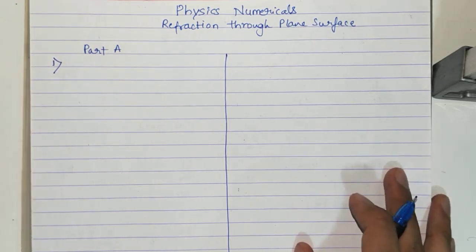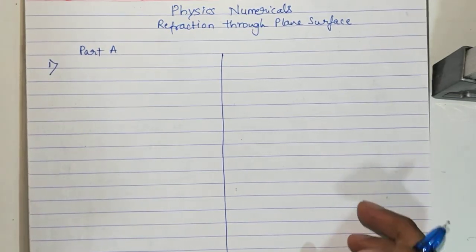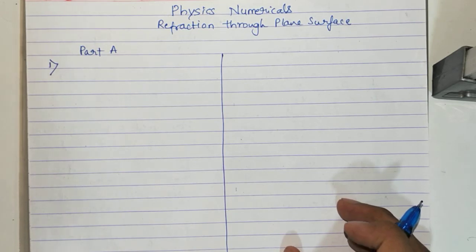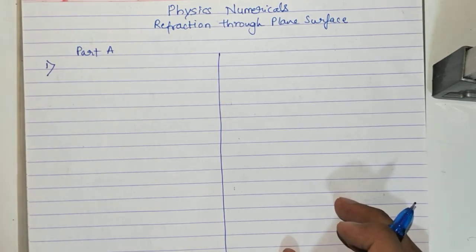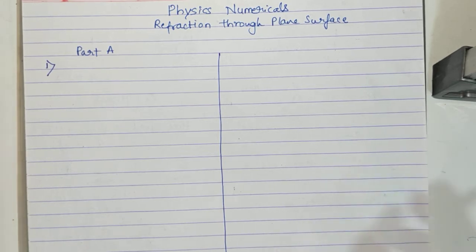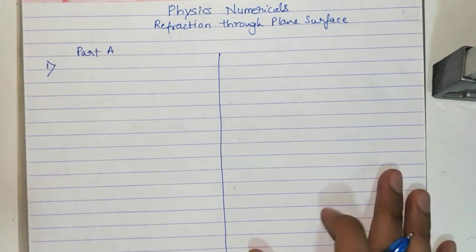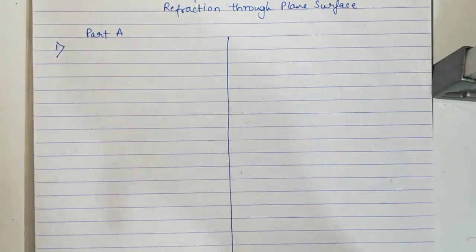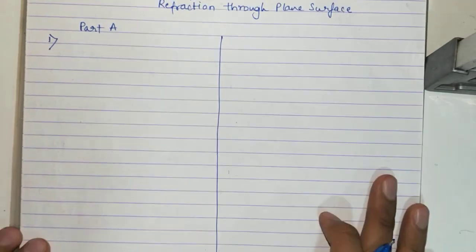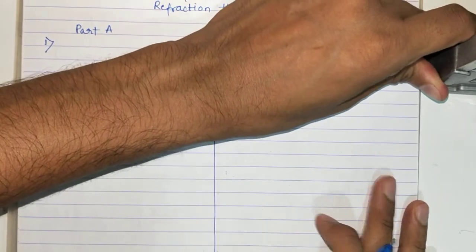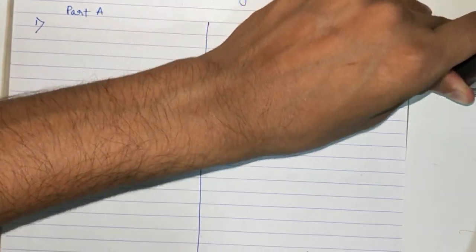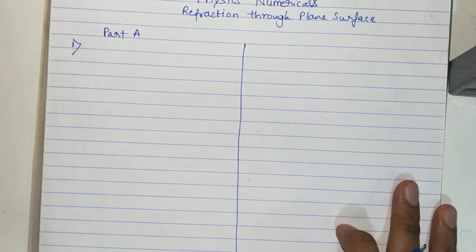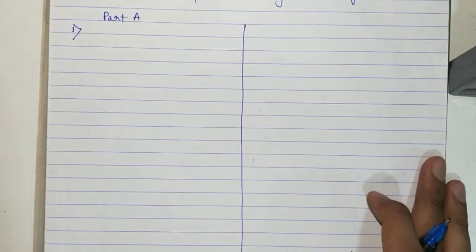Keep your textbooks open. In part A, at the end of the part, you can see numericals there after the questions, after the back questions. You have 4 numericals there. Let's solve those numericals. Keep the textbook open in front of you. Okay.